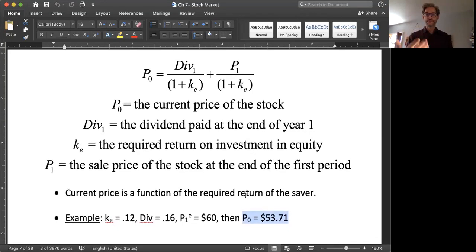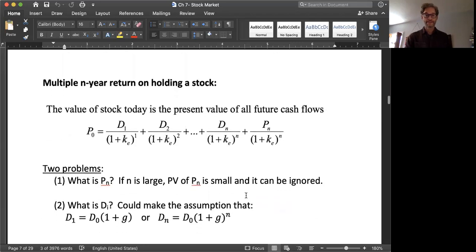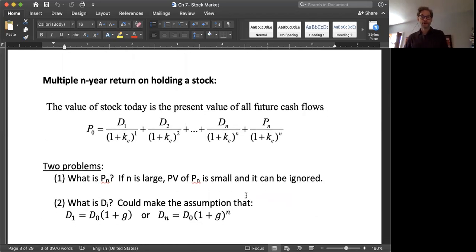Now, let's take this 1 year example and extend it out. What happens if I'm going to hold it for N years? Well, then it's really the same idea, right? What should be the current price I pay today? It should be the discounted value of future dividends, right? For all n periods. So if n is 3, I need to discount all 3 of these dividends.